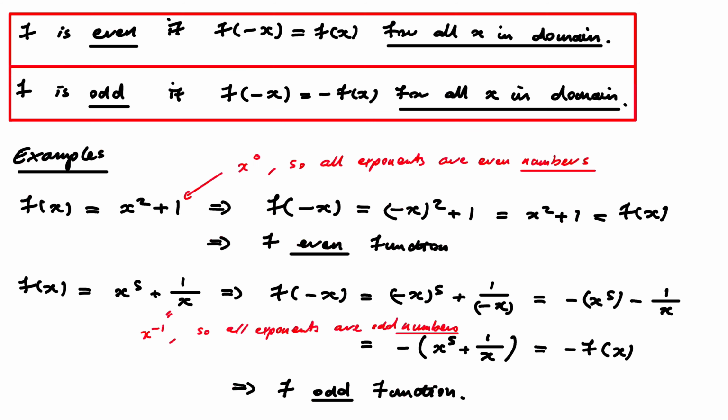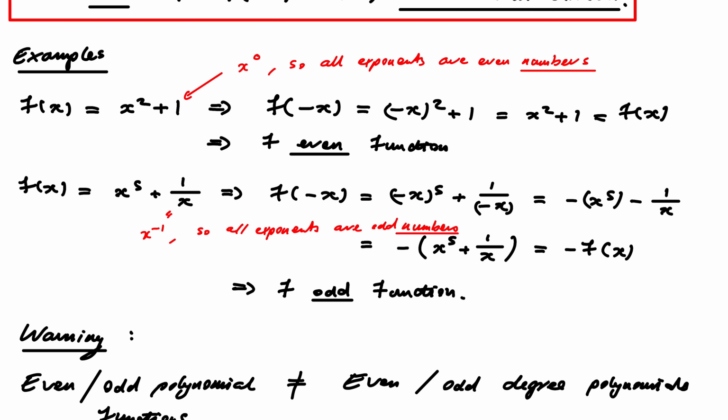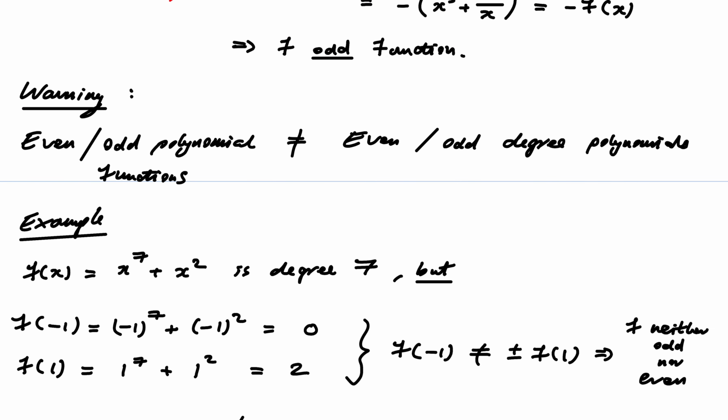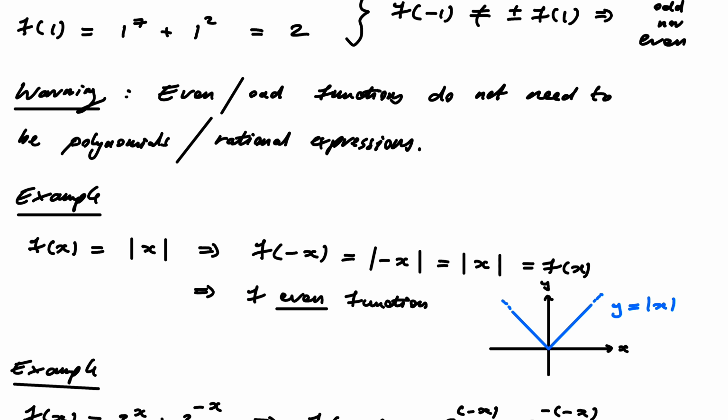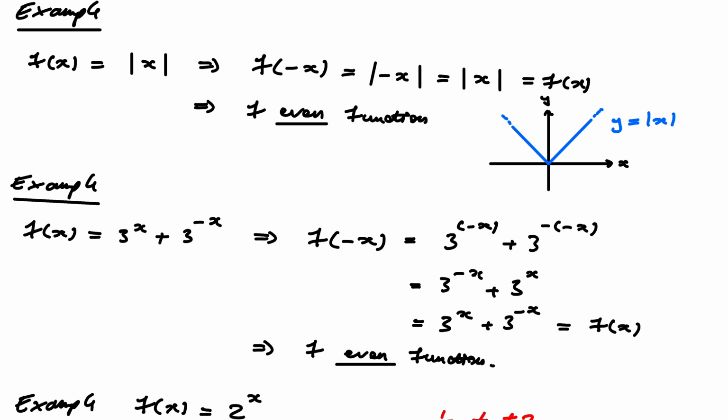Okay, and then we went through various examples. Be careful, polynomials are going to be even or odd if and only if all the exponents that turn up are odd or even. So it's not just the degree. So for example, down here, x to the 7 plus x squared, it's an odd degree because 7 is odd, but it's not an odd or an even function. And finally, odd or even functions are much broader than just polynomials or powers of x. The absolute value is a good example. This funny one, 3 to the x plus 3 to the minus x, even function.